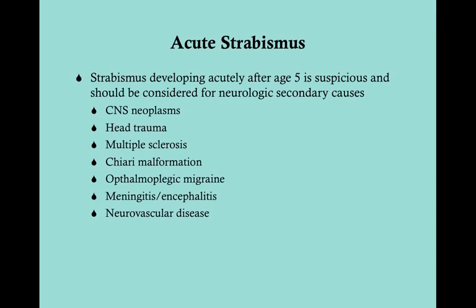Okay, so one other thing that has to do with strabismus is an acute strabismus. Most strabismus develops before age 5, before a kid goes off to school. If you develop strabismus and you're older than 5 years of age, especially if it develops acutely, that is suspicious for a neurologic secondary cause. Some things that can cause that are CNS neoplasms, head trauma, multiple sclerosis, Chiari malformation, ophthalmoplegia, migraine, meningitis and encephalitis, and neurovascular disease.